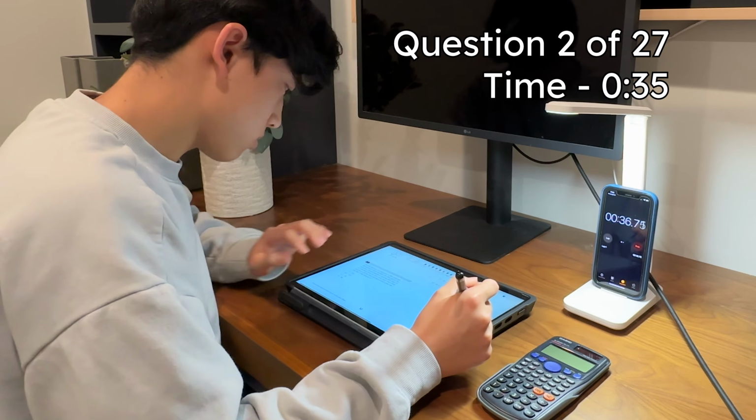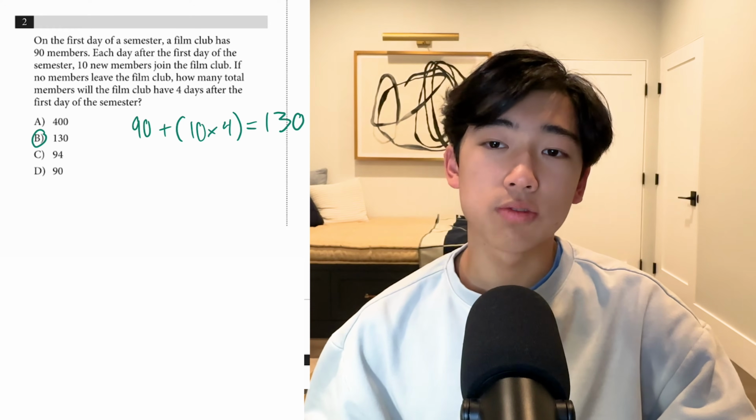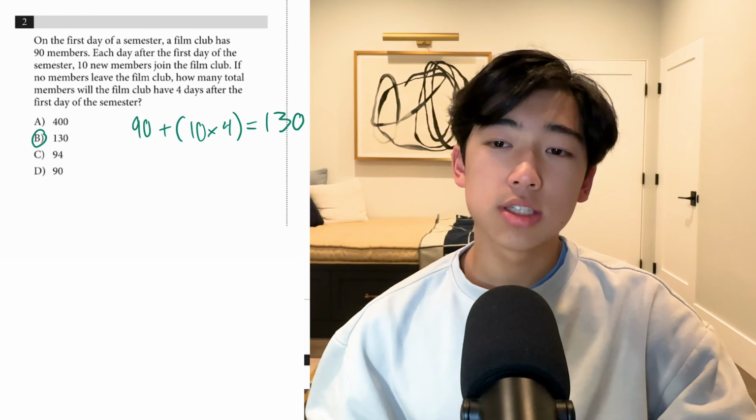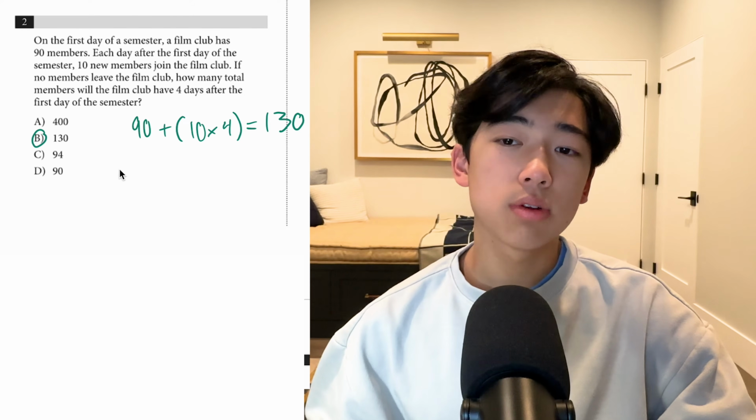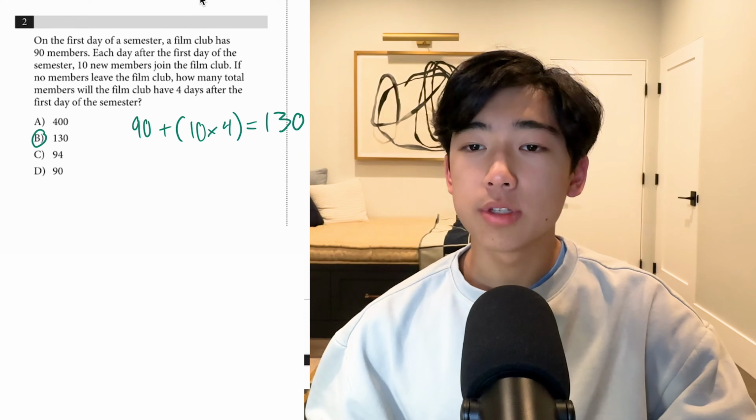Then on the second question, it's asking for how many people will have joined the club after 4 days if 10 members are joining every day. So once again, just simply create the equation. 90 plus 10 times 4 equals 130, so B.